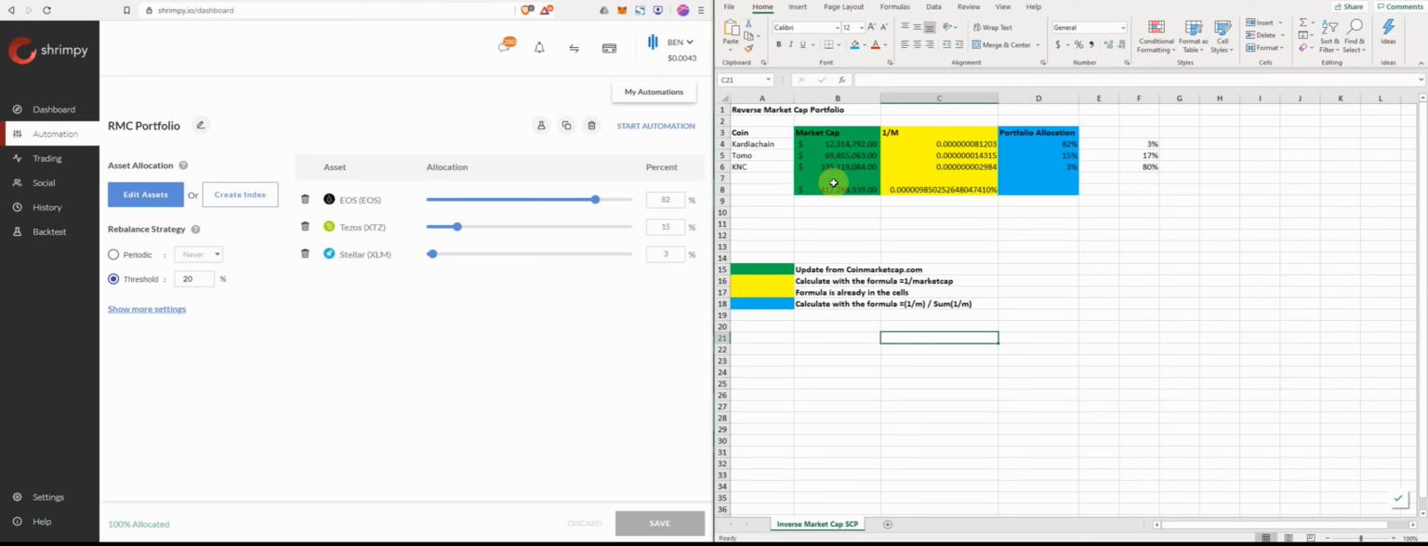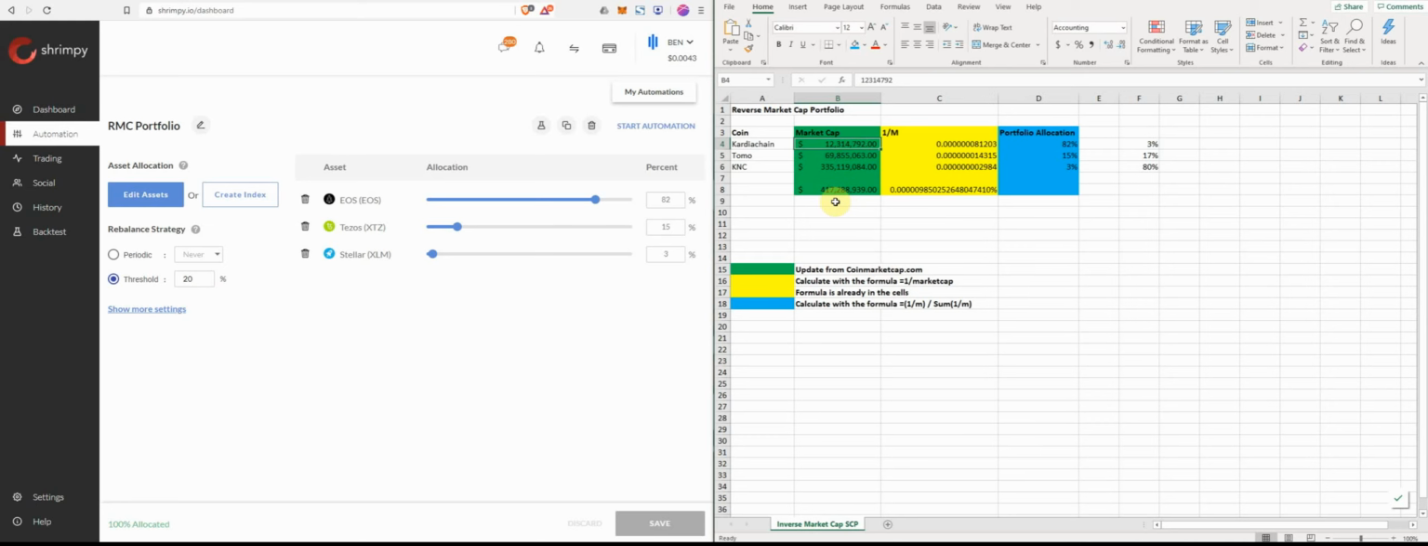And that's really the whole point of doing the reverse market cap portfolio: you're looking for the undervalued and underweight cryptocurrencies, and you want to take advantage of their increases. Something to keep in mind, my plan is to do this weekly. You can do this whenever you want. I am going to update these market caps once a week. I think I update most of my stuff on Sunday, so I'll just do it on Sunday. I'll just pull up CoinMarketCap and plug this in.